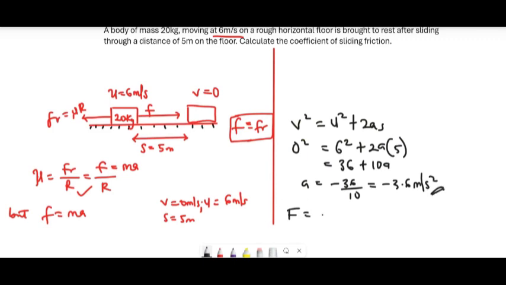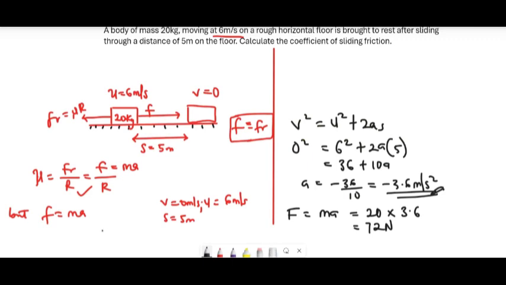I have force equals ma, right? So I can have my mass to be 20 times 3.6. You don't need to add the minus because this tells you deceleration. It only signifies deceleration. You understand now? But what you actually need is the acceleration. That's 3.6. So what do I have? I have 20 times 3.6. That's giving me 72 newtons, right?